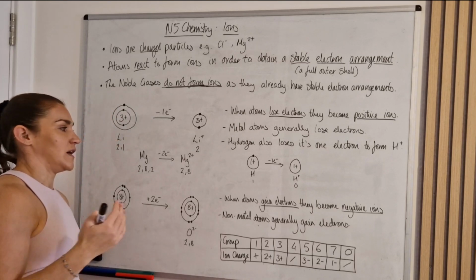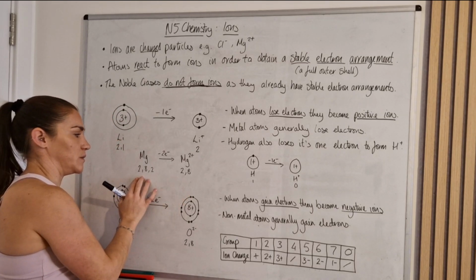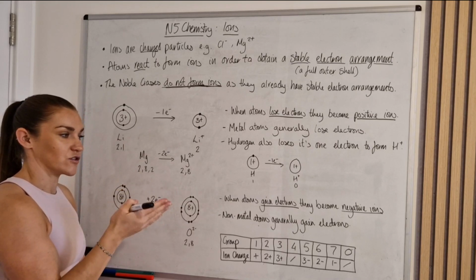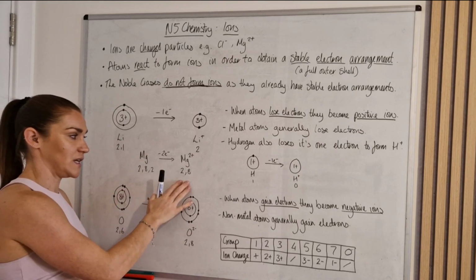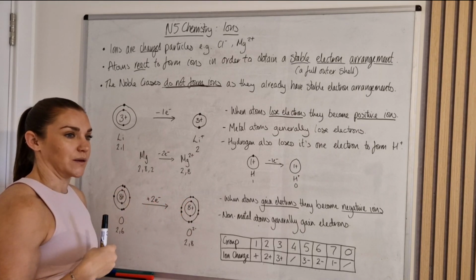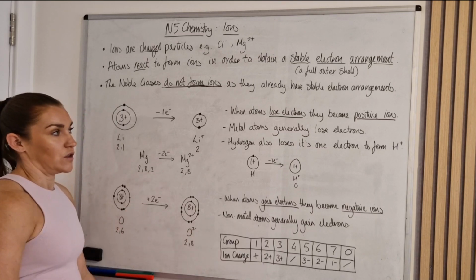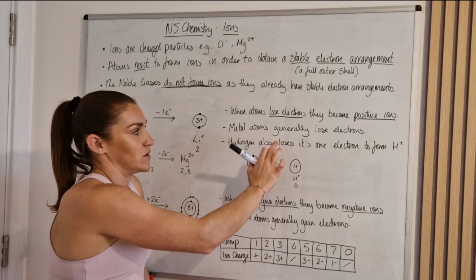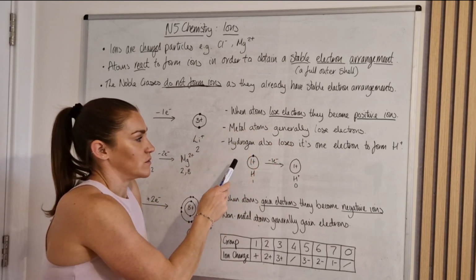So that's how you would generally work out the charge using the data booklet. You would look at the electron arrangement for the atom, see how many electrons it needs to lose or gain to get stable, and then that number of electrons will give you what the charge will be.